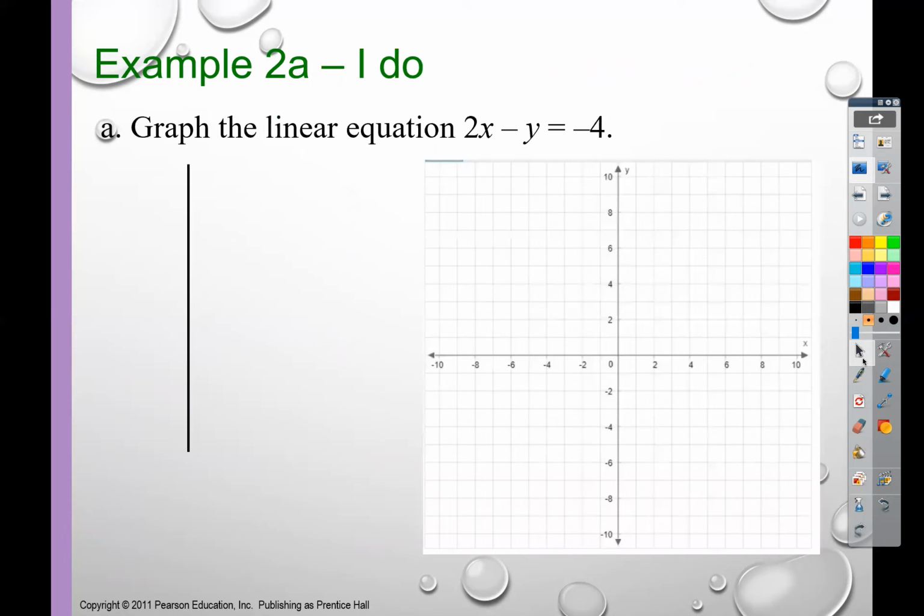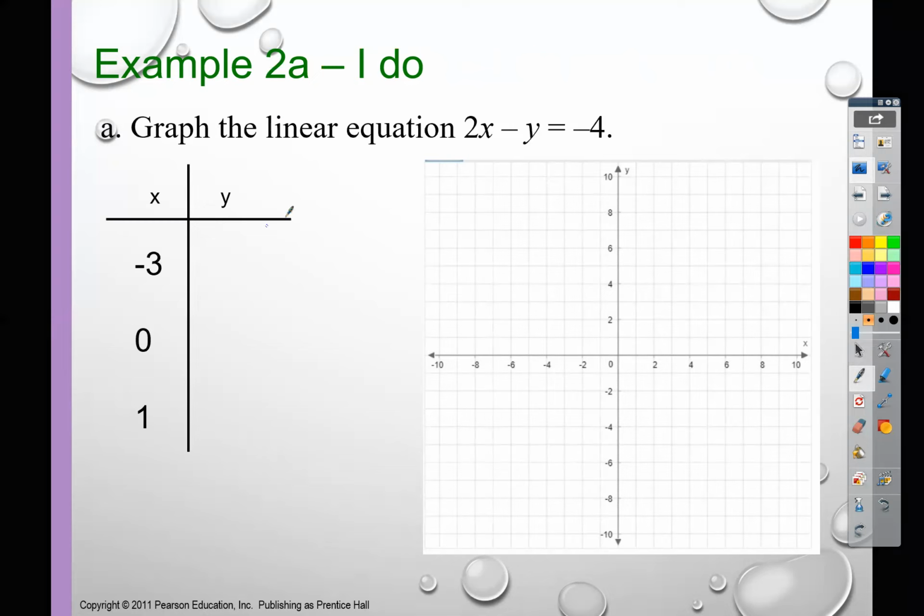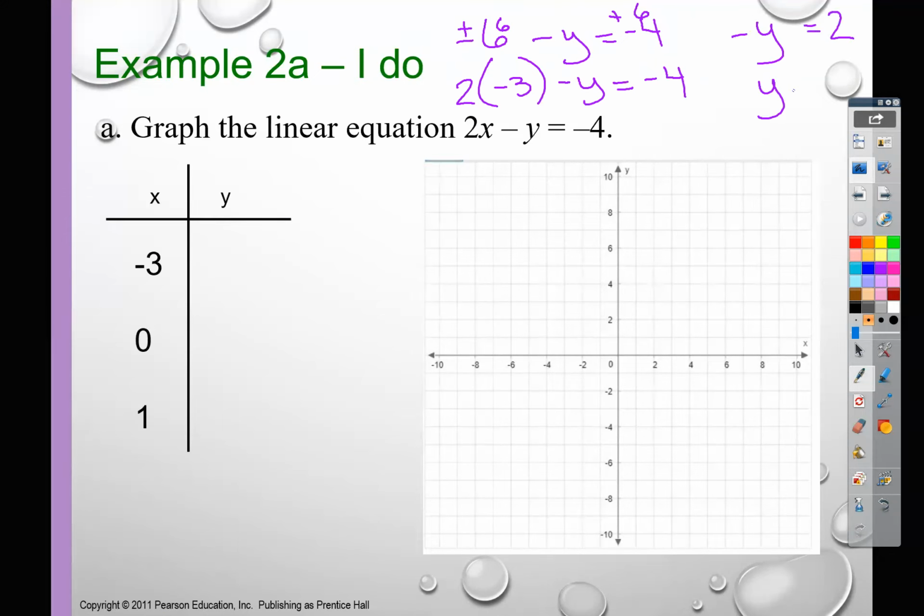All right, so we are going to graph the linear equation. How we're going to graph in this section, there's lots of ways to graph. In this section, we're just going to be plugging in numbers for x and finding out what y would be, okay? So I'm going to plug in a -3 for this x. If I did that, I would get 2 times -3 minus y equals -4. So that would give me -6 minus y equals -4. I would add 6 to both sides, and I would get -y equals 2. So y equals -2.